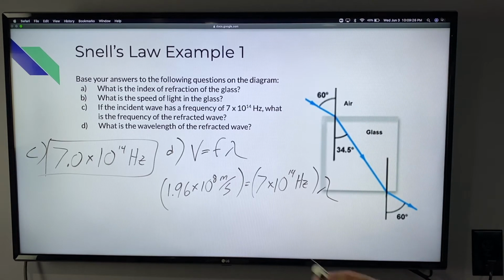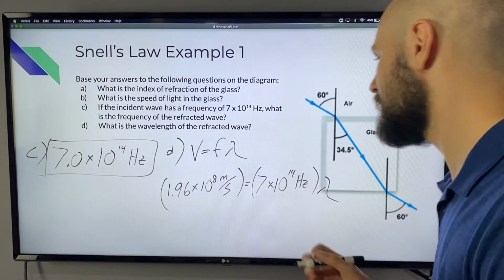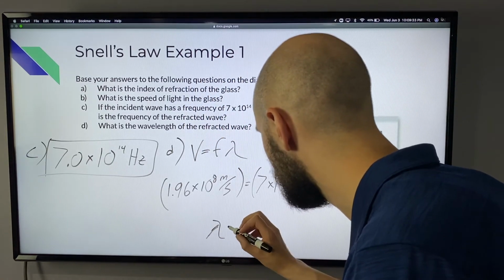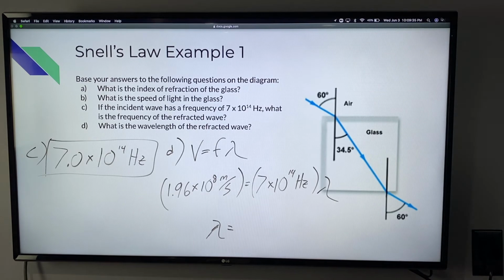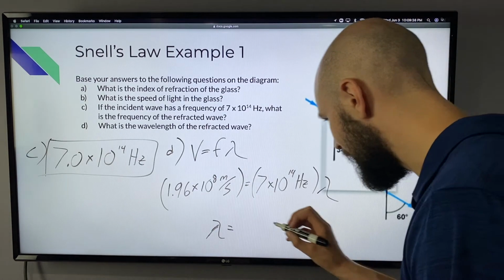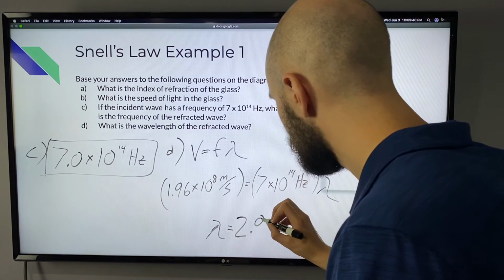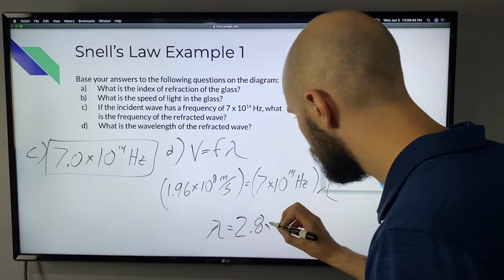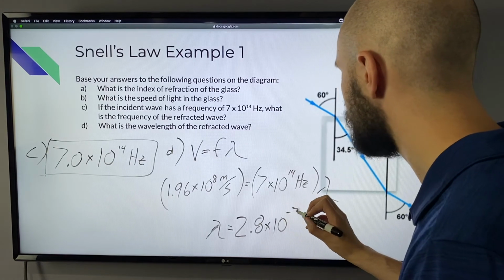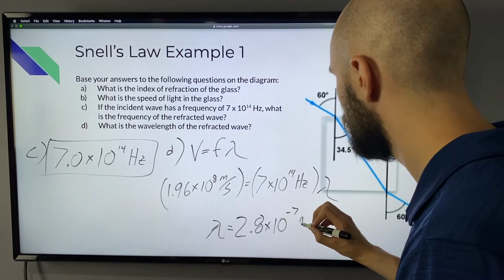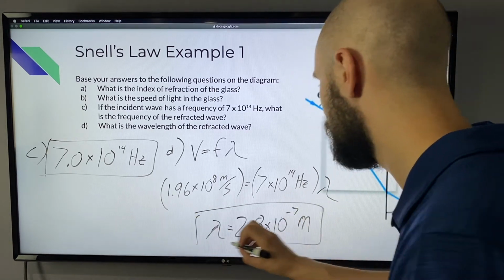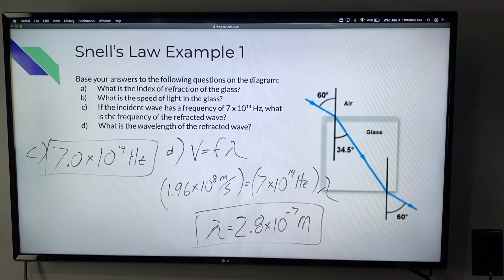All right, so 1.96 times 10 to the 8th divided by 7 times 10 to the 14th. Lambda, oh, it's a weird lambda. I guess that'll do. Is going to be equal to 2.8. Make sure you can do this on your own too. Times 10 to the -7th meters. Wavelength is measured in meters, how long the wave is. And there we go. We have all parts of this question done.